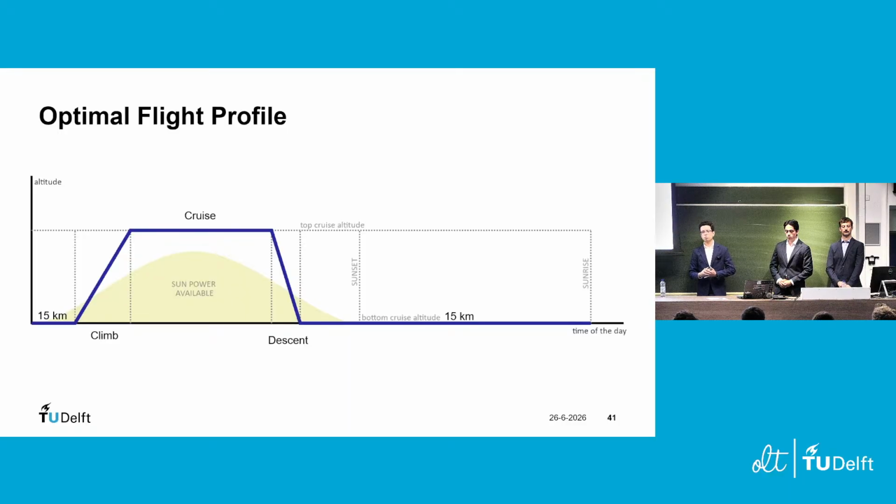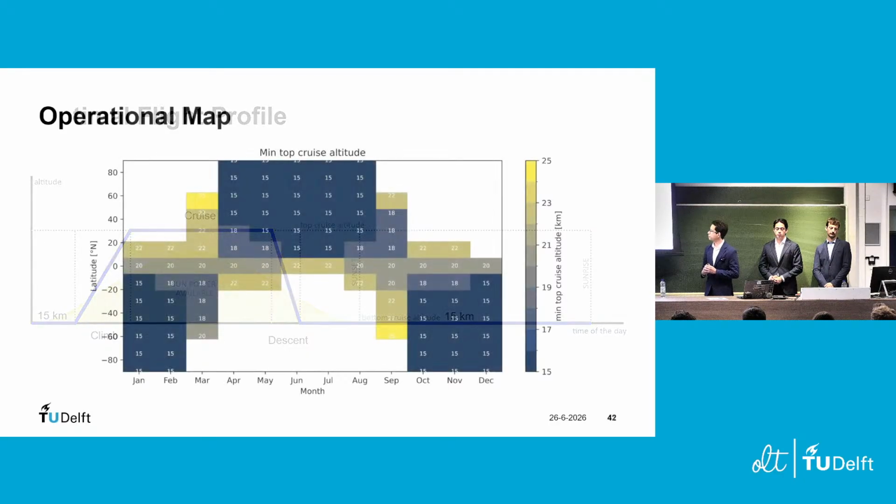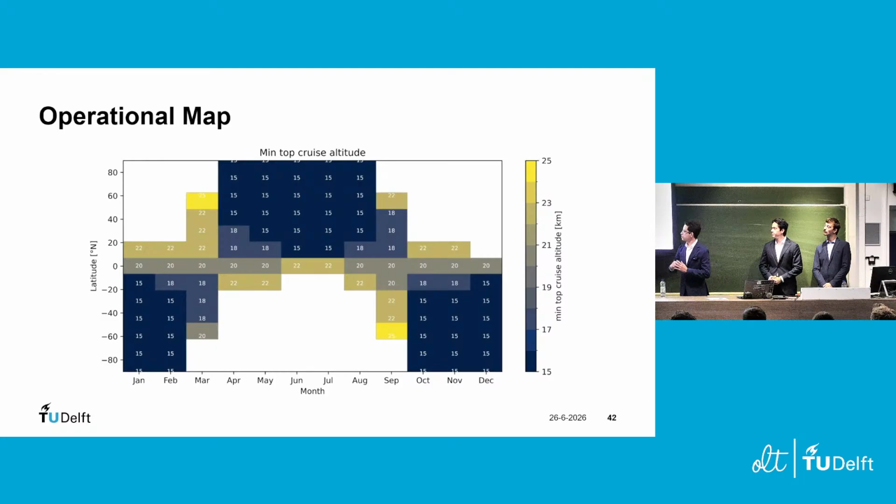Following this operational profile gives us the possibility of extending the geographical range further than what would be possible if we simply were to fly at the same cruise altitude for 24 hours straight. This operational profile then tells us where we can operate and when, and it looks something like this. On this axis, you can see the months of the year, and on the other axis, you can see the latitudes on planet Earth. And these numbers here showcase you the minimum top cruise altitude that our aircraft is able to fly at.